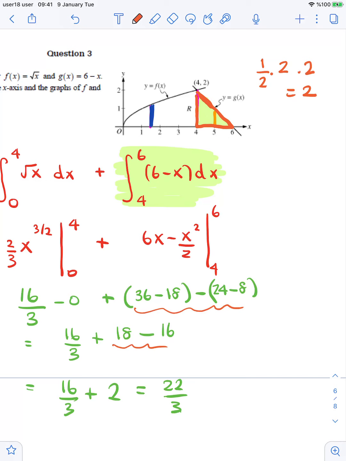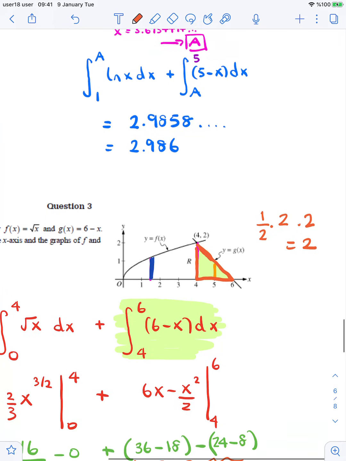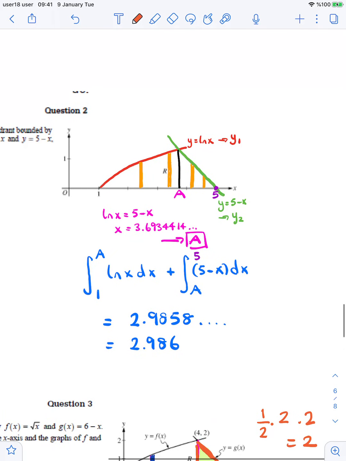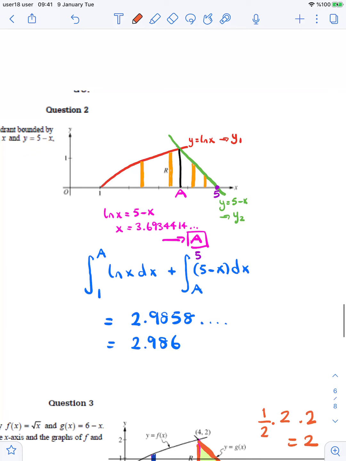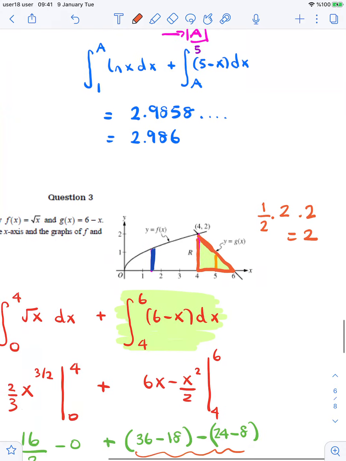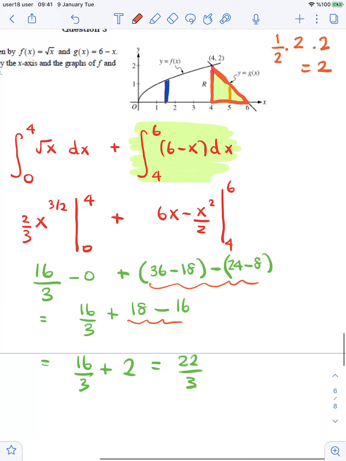Now you might say, well, hang on, in the previous question, you didn't do that. Well, no, I didn't, because although it is technically possible, notice that the base is now 5 minus a, and a was 3.6934414, whatever. And we'd also have to find the height with the intersection of those two as well. So it really wasn't a practical way to work out that answer, so therefore I didn't. But here, there's a nice easy way of getting the second part just by using simple geometry. Okay, that's the end of the homework.